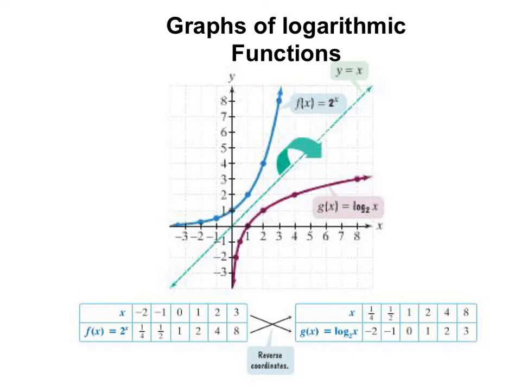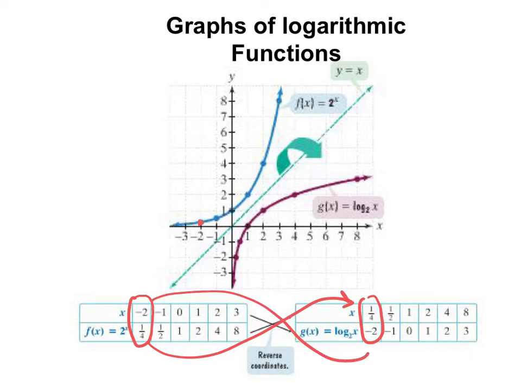If you look at these two graphs, the blue and the red, they're inverses of each other. And if you look at the tables, you'll be able to more clearly identify why they're inverses. If you look at the first ordered pair, -2 and 1/4, that is the first point there. If I switch the x and the y, look what I get: 1/4, -2.